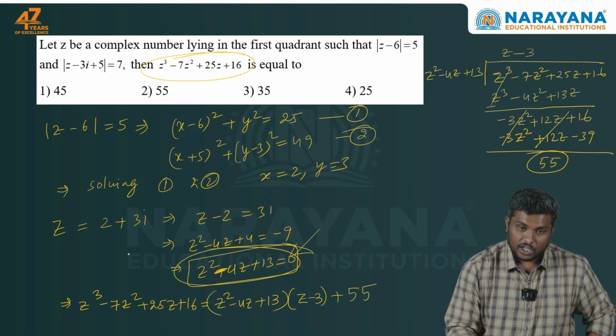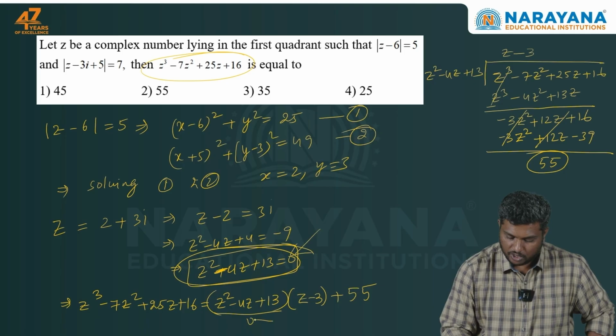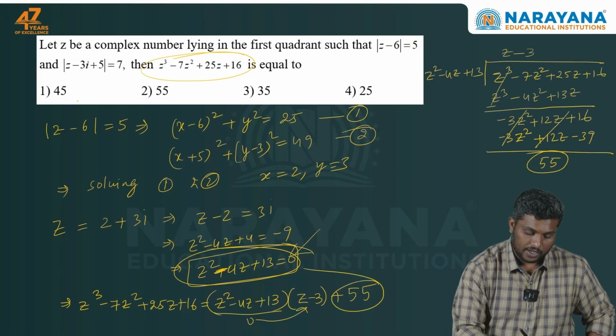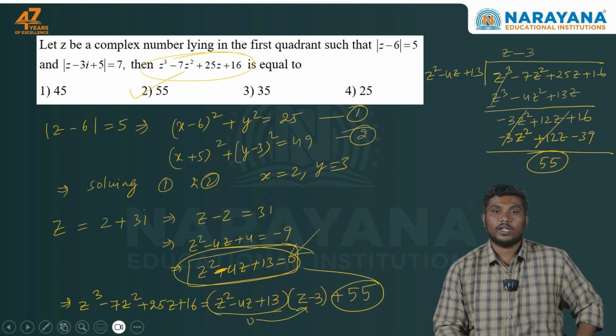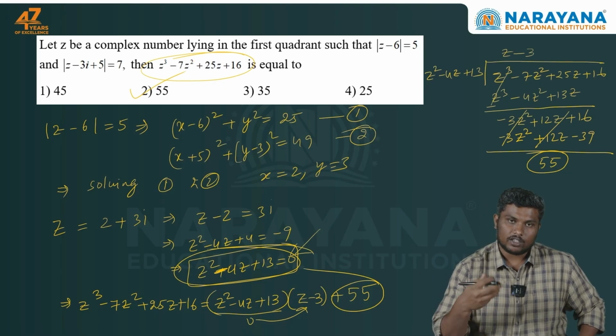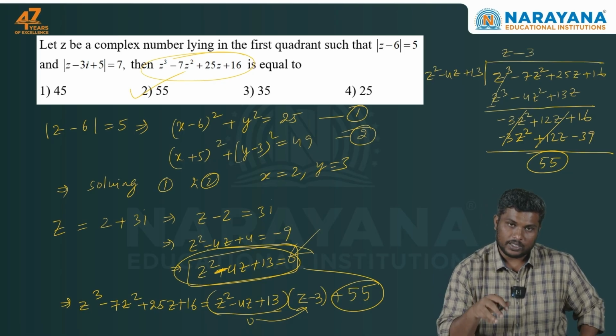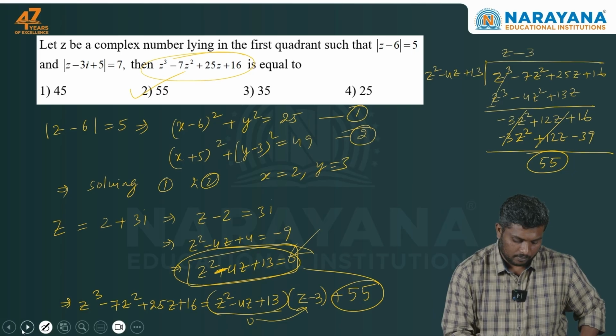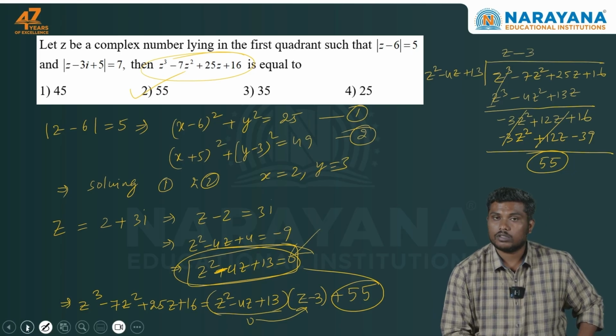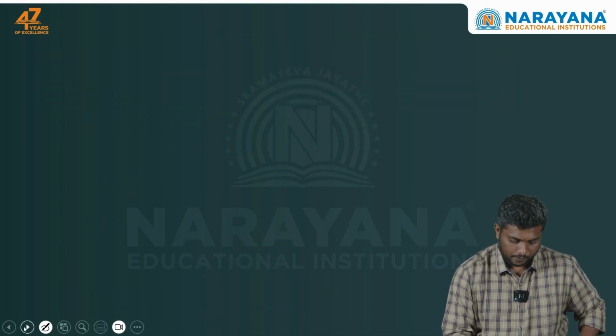Guys, this being 0, this value 0 into anything is 0, so what is the answer? 55. So 55 should be the answer. Once again, a question which covers all the basics from basic math, quadratic as well as complex numbers, but again, as I told you, it is going to be a very lengthy calculation.